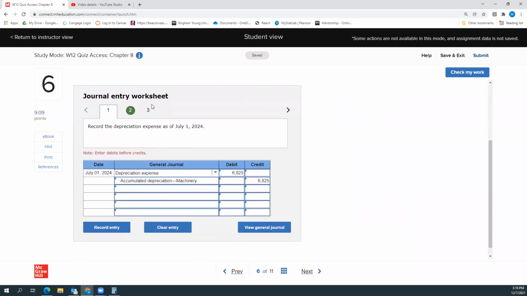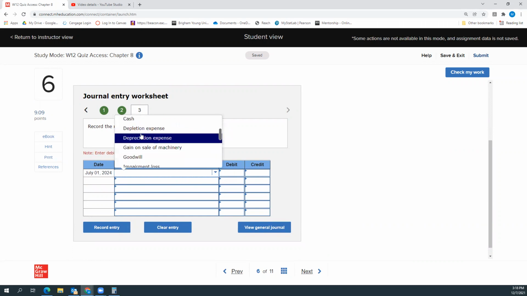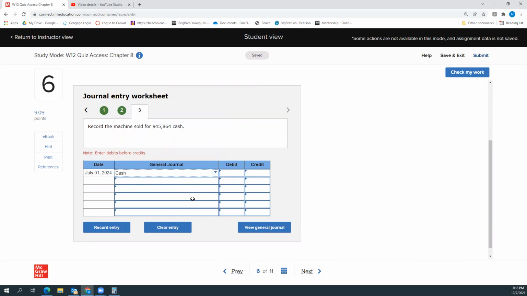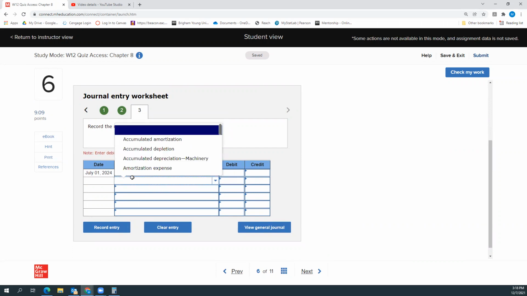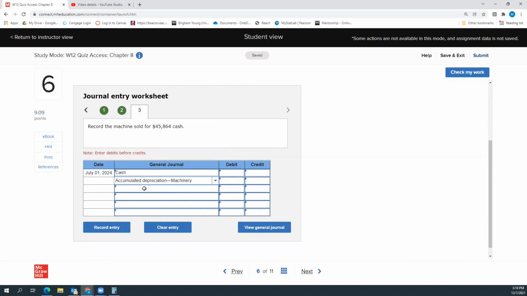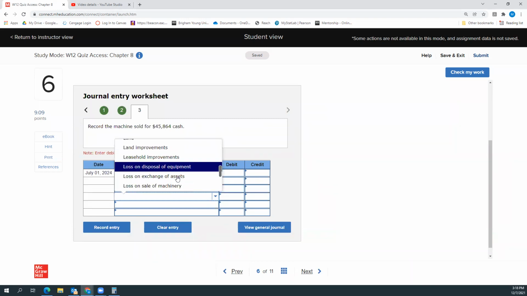All right. Part three is to record the sale of the machine for a lower amount of cash. So again, I'm going to do the same process. I'm going to debit my cash account. And I'll debit my accumulated depreciation account. I either have a loss or a gain, but I don't know yet, so I'm going to leave that one blank. And then I'm going to credit my asset account, machinery.